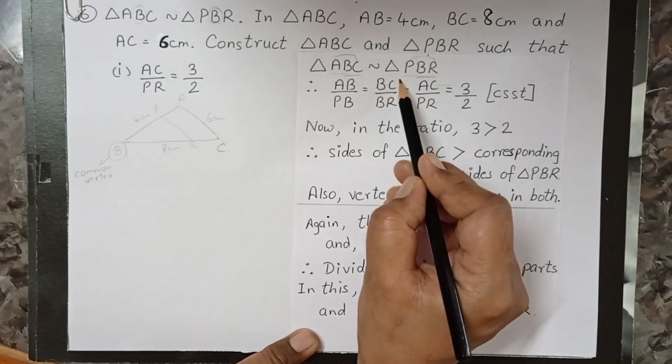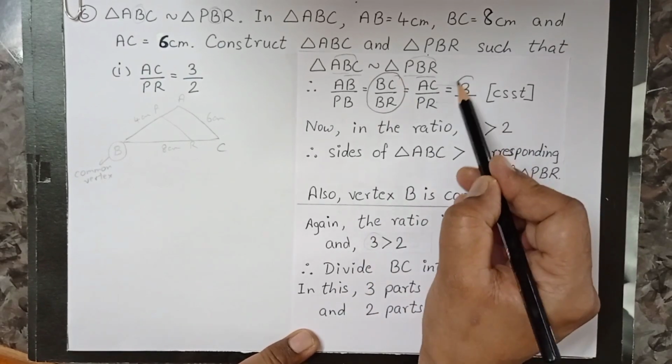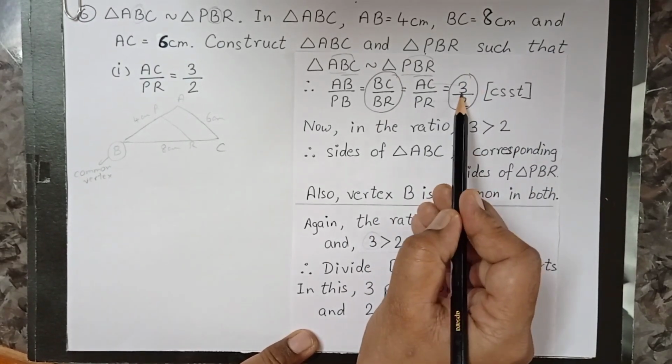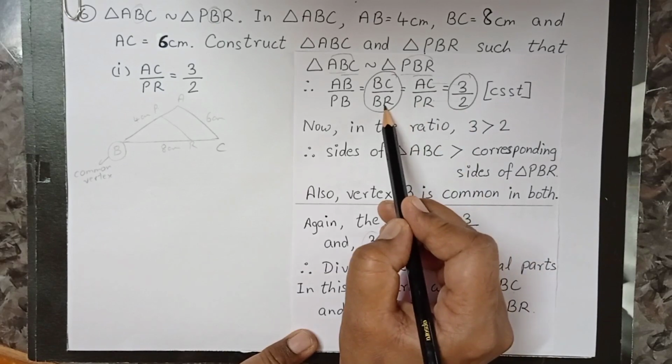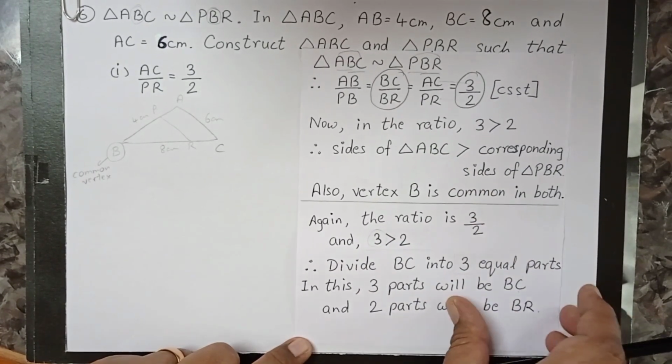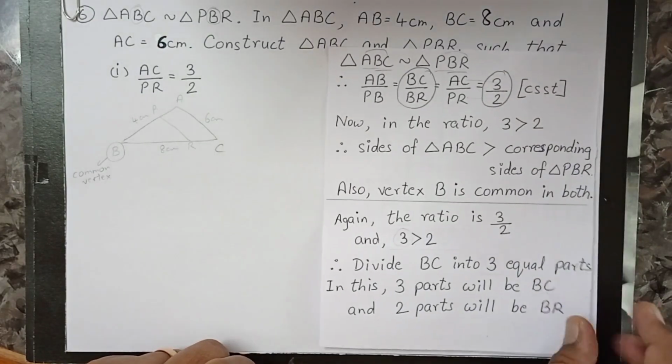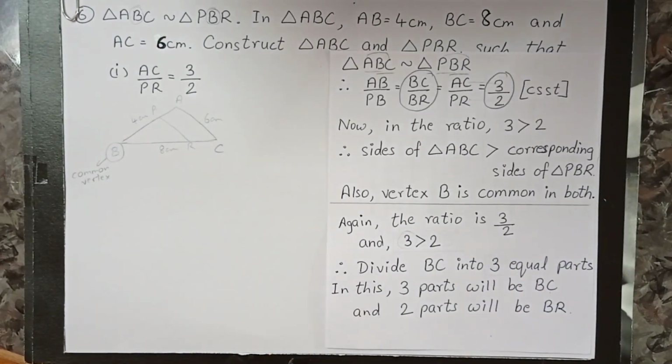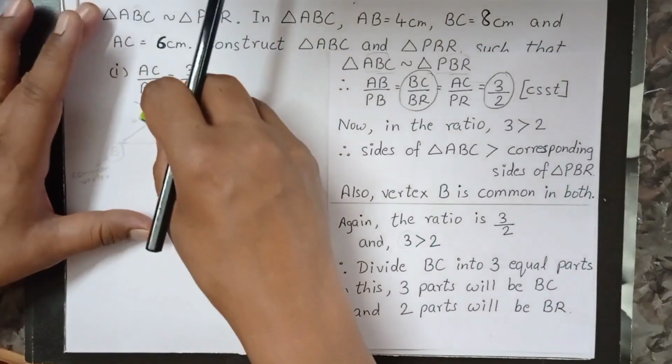You can take it this way. BC upon BR is equal to 3 upon 2. So 3 parts will be BC, 2 parts will be BR. That is what you're going to do. You don't have to show this working. This is your rough thought. This is what you have to show. Let us see again how to do this question.